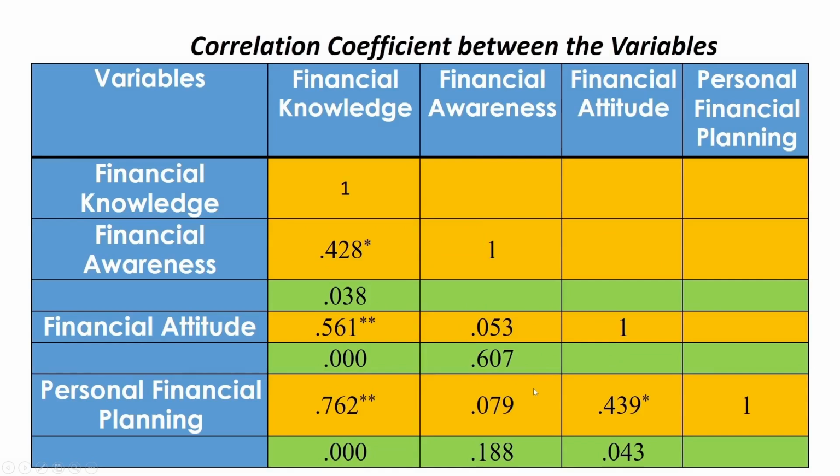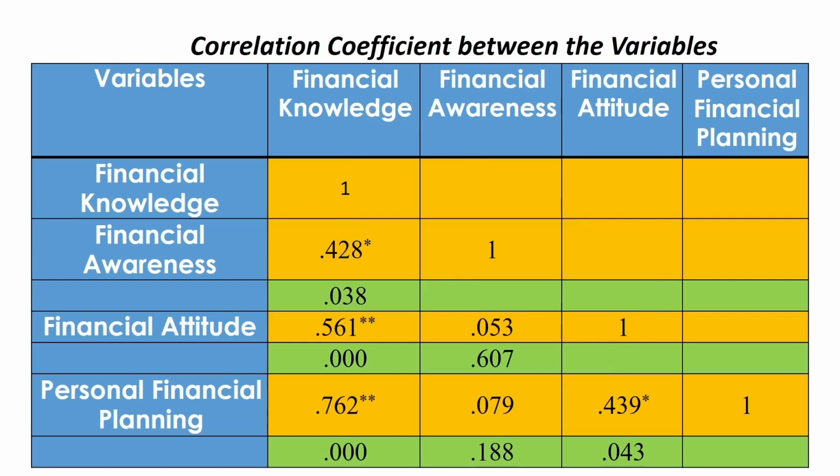The table presents the correlation coefficient between the variables. Correlation coefficient measures the relationship between the variables. Here, among the four variables, personal financial planning is a dependent variable, whereas the remaining three variables are independent. The first row of every variable presents the correlation coefficient, whereas the second row shows the p-value. P-value stands for probability value and is also known as the significance value. The value of 1 presented in the diagonal indicates the relationship of the variable to itself is always perfectly positive.